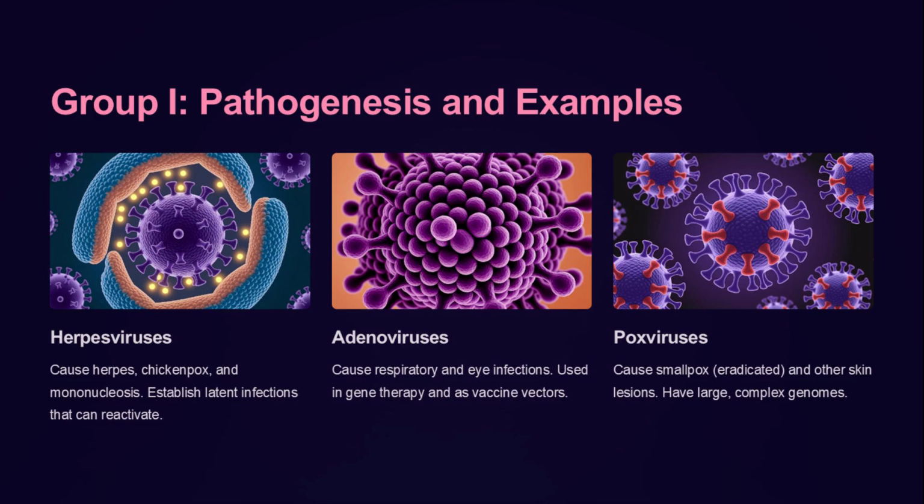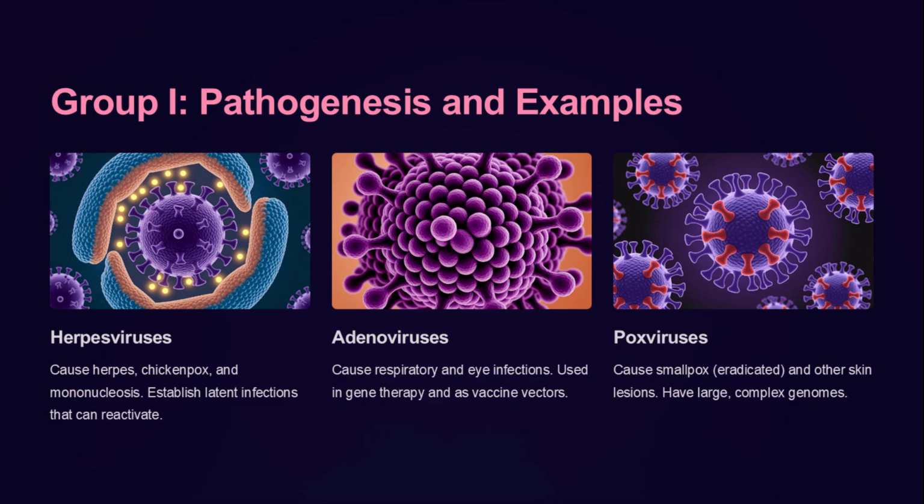Herpes viruses are a group of viruses that cause a variety of infections, including herpes, chickenpox, and mononucleosis. A key feature of herpes viruses is their ability to establish latent infections, where the virus remains dormant in the body and can reactivate later, causing recurrent outbreaks. Adenoviruses are known for causing respiratory and eye infections. Interestingly, they are also used in gene therapy and as vaccine vectors, leveraging their ability to infect cells and deliver genetic material. Poxviruses have large, complex genomes and are responsible for causing smallpox, which has been eradicated, as well as other skin lesions.